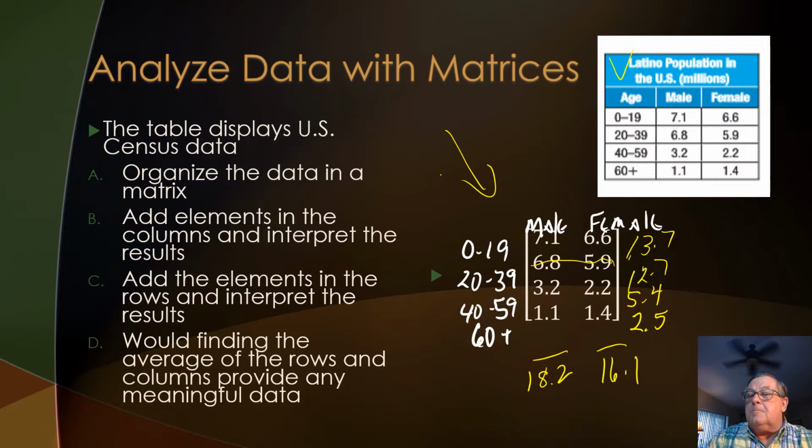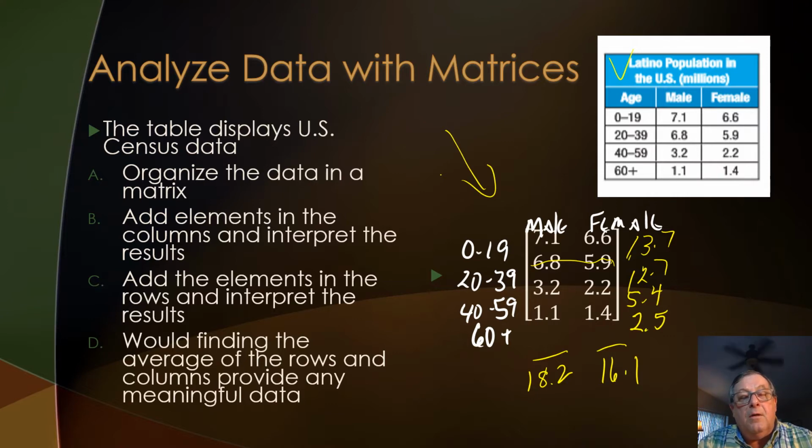And so this gives us data. This gives us total population, both male and female, within certain age groups. And one of the things that I do notice here is that this seems to be a pretty young population group, heavily weighted towards 39 and under.